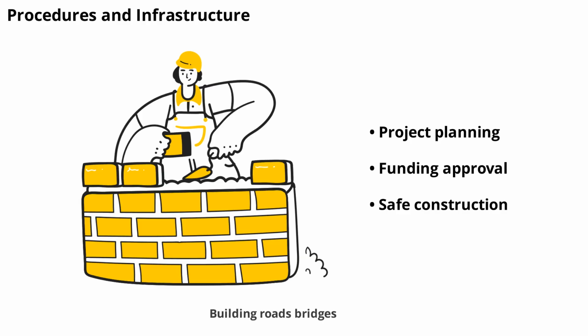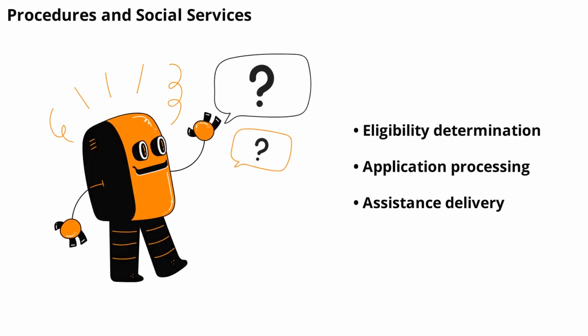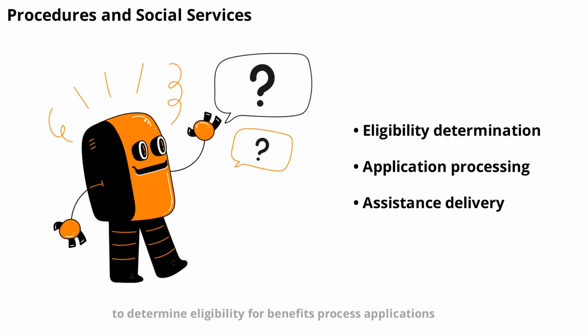Building roads, bridges, and other infrastructure involves detailed government procedures. These steps ensure that projects are planned, funded, and constructed safely and efficiently. Procedures also help manage public input and environmental impacts. Social service agencies use procedures to determine eligibility for benefits, process applications, and deliver assistance. These steps help ensure that help goes to those who need it most and that resources are used efficiently.